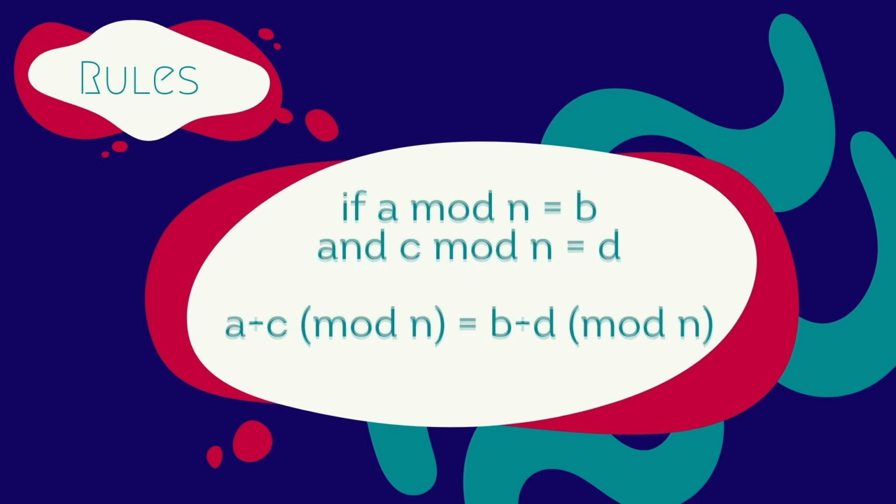Similarly, this works with subtraction, so if A mod n is B and C mod n is D, then A minus C is the same as B minus D. So we can either add or subtract the results together and find the same remainder.